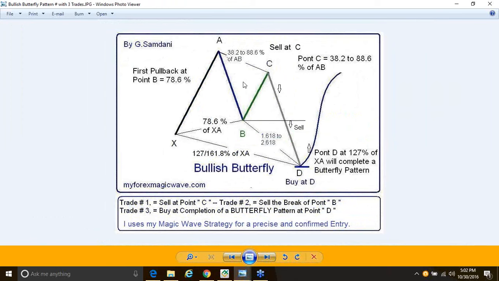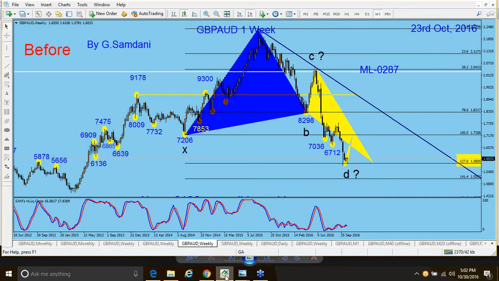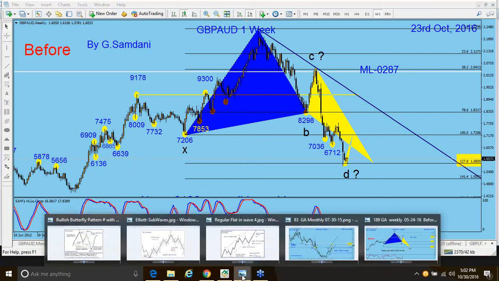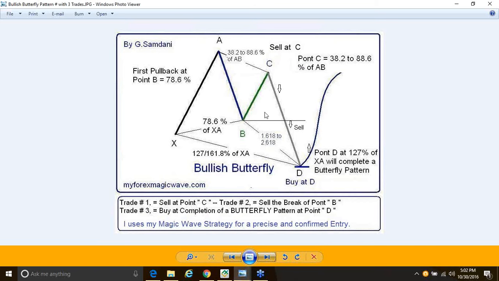This is XA. This first pullback, B point, is 78.6%. Okay. Then the C point goes here. By the way, where did my webinar thingy go? Oh, right here. Okay, I lost it. So now you see, in this diagram, this is a butterfly pattern, okay? XA, 78%, and the C point, I wrote it down here.